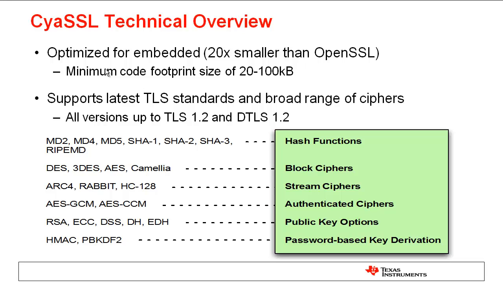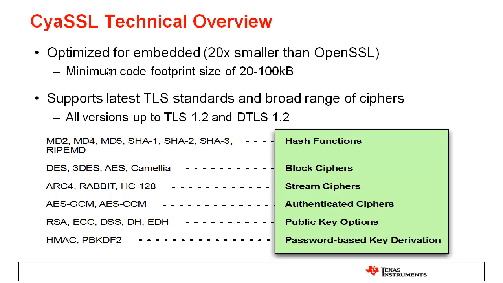CyaSSL is a pretty complete product. Firstly, the most important thing is that it's optimized for embedded. OpenSSL is a very, very large piece of code, not suitable for embedded applications. And with the SSL and TLS we have on TI-RTOS, that will scale down to as small as 20 kbytes as a minimum code footprint.